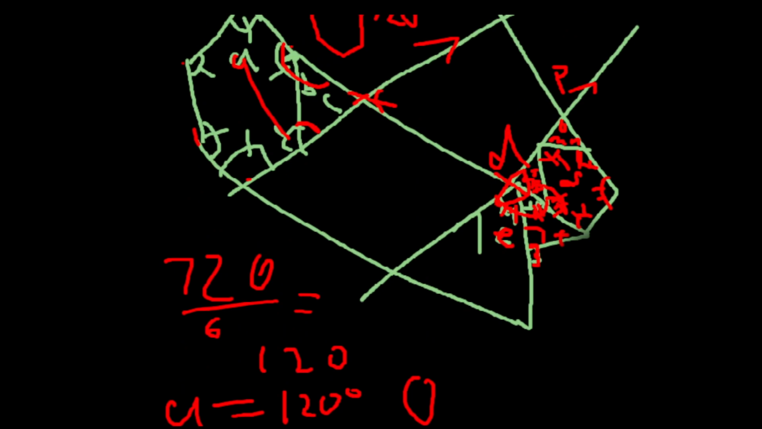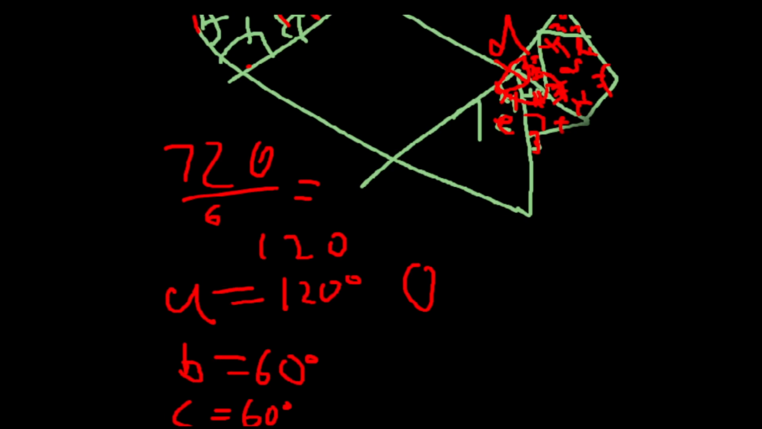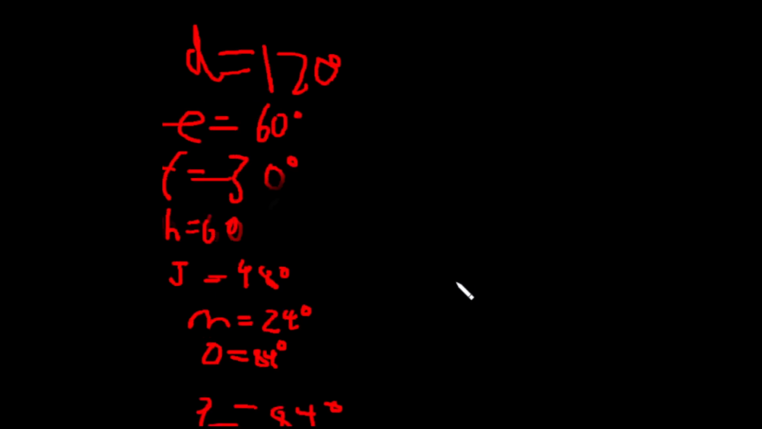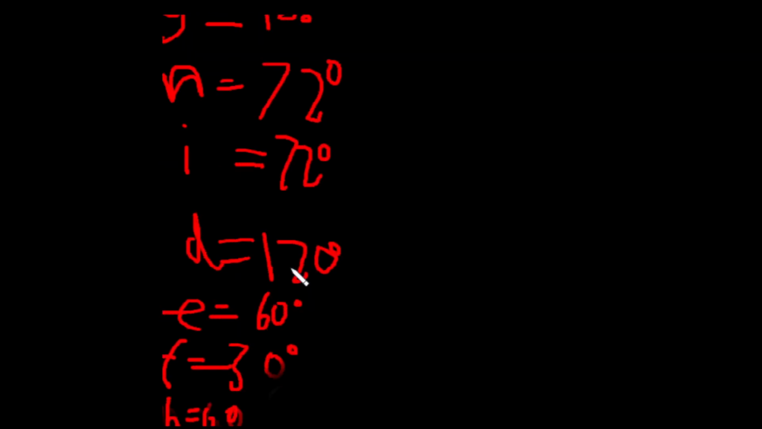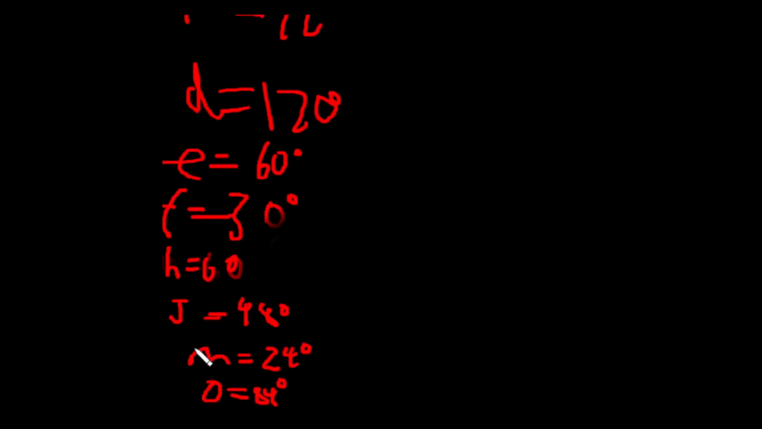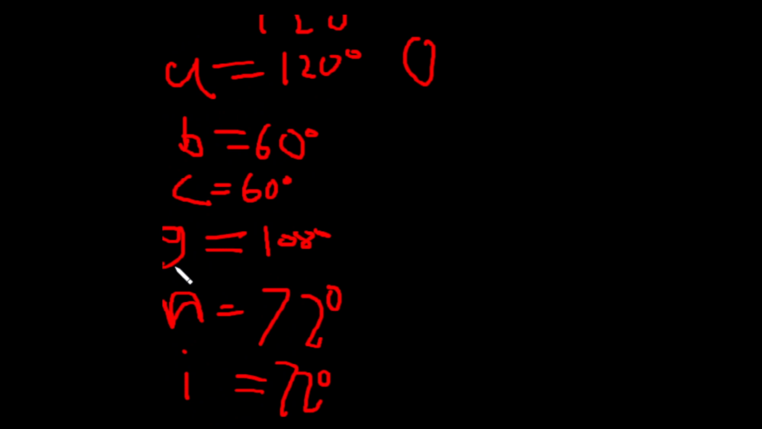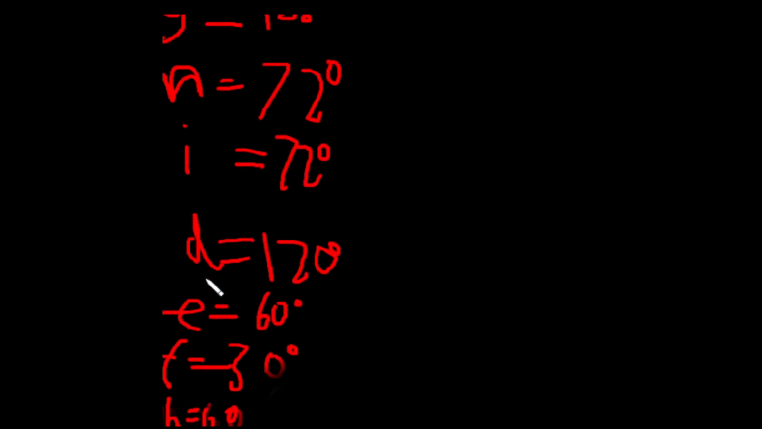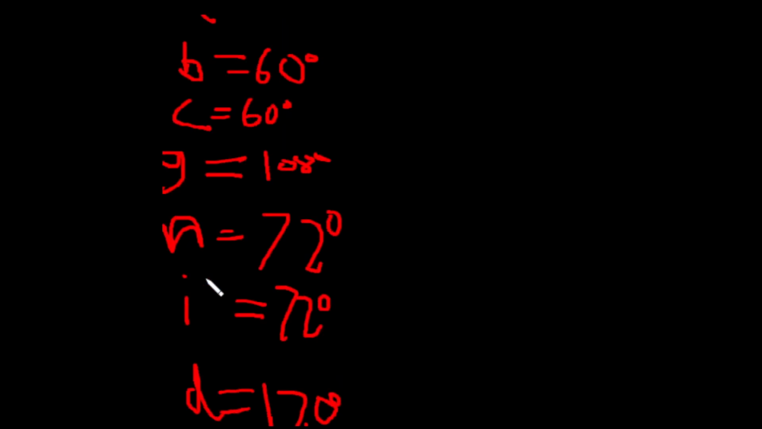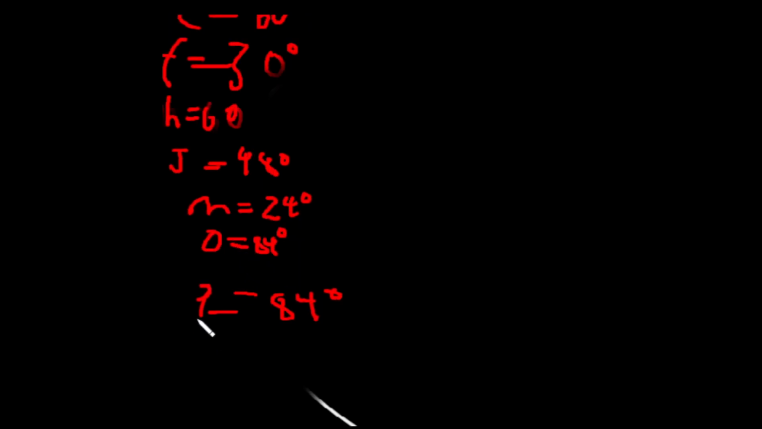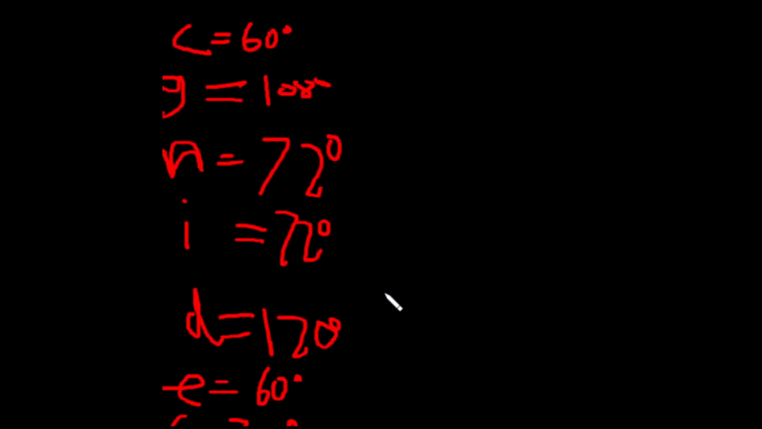Okay. So now we have to do P. O and P are vertical angles, so therefore P is equal to O, and so it's 84 degrees. So that's all of them: A, B, C, D, E, F, G, H, I, J, and P. There you go.